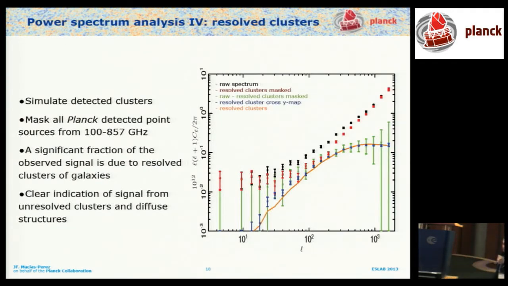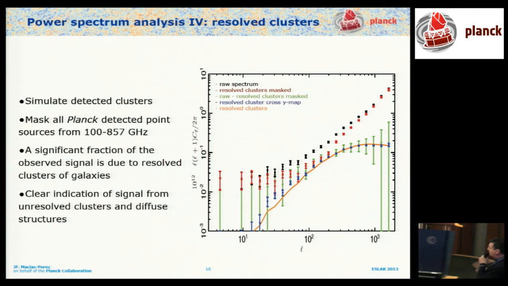One of the questions we can ask ourselves is, what happens to the already observed clusters? So what is the power spectrum of the resolved clusters? For that, what we did is to simulate the clusters using the redshift and the Compton y parameter map deduced from the cluster sample. And we did a rather complicated analysis, which is shown in this figure.